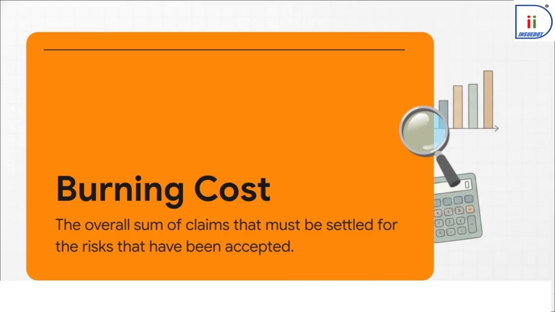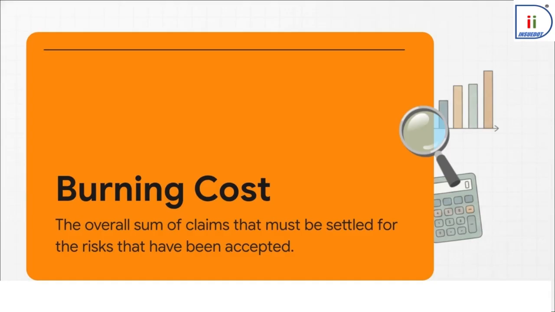How do these companies actually know what to charge you without going completely bankrupt? Well, that mathematical baseline starts with something called the burning cost. Literally, it's the overall sum of claims that must be settled for the risks they've accepted. But, and this is crucial, it's not just the raw ticket price of those initial claims. This overall sum is the ultimate cost.